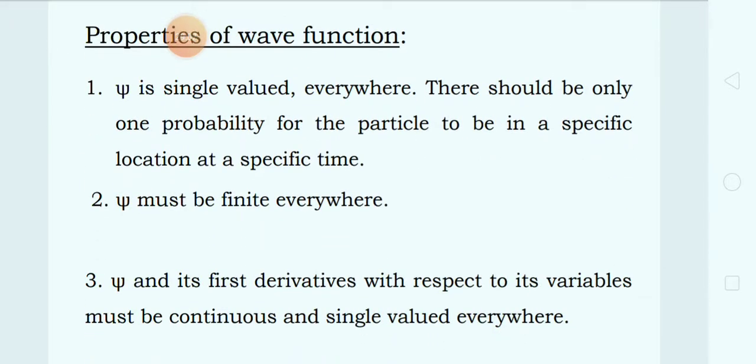The next point of discussion is the properties of the wave function. The first point is that the wave function is single valued everywhere. That means there should be a single value, or one probability, for the particle to be in a specific location at a point of time.